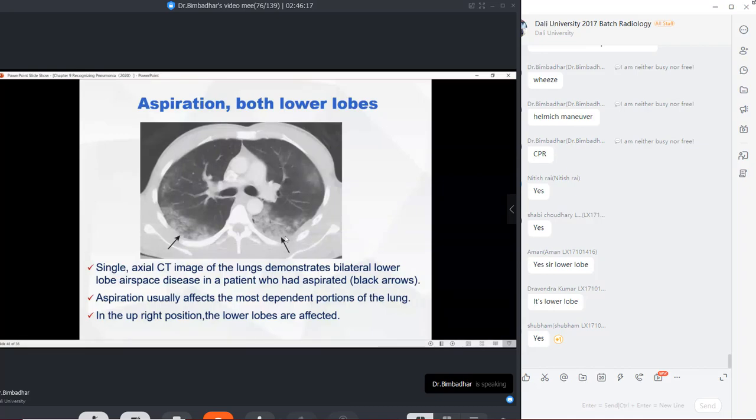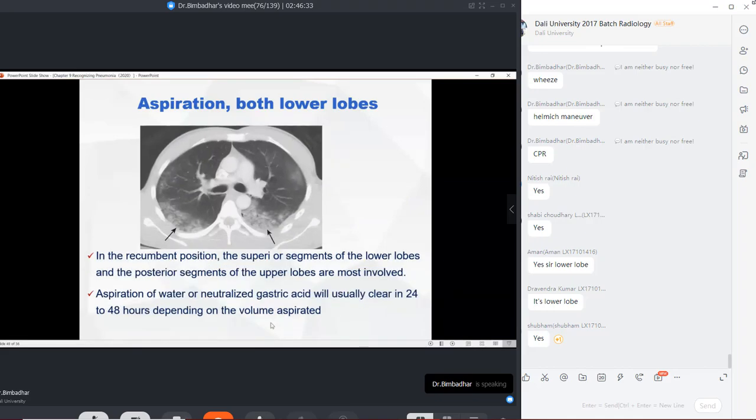So that's the reason I can see it more posteriorly, and also it is seen in the lower lobes if the patient aspirated the content while he was sitting upright. So in the upright position the lower lobes are affected. Okay, that's how it is, right? In recumbent position, the superior segments of the lower lobes or the posterior segments of the upper lobes are most involved.